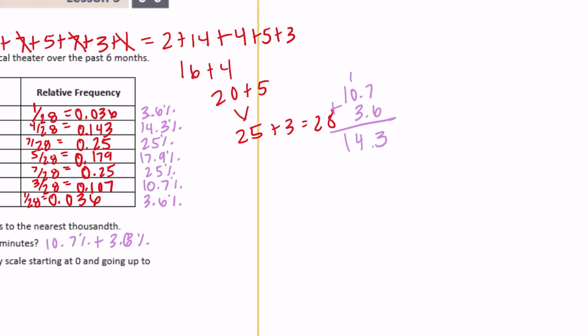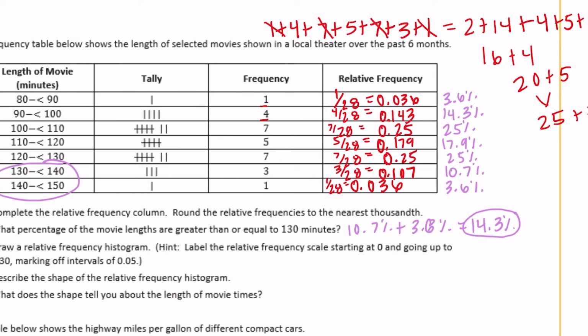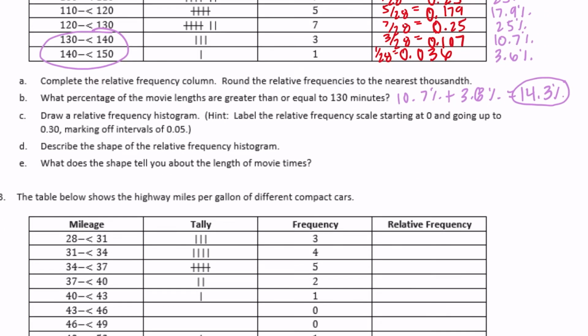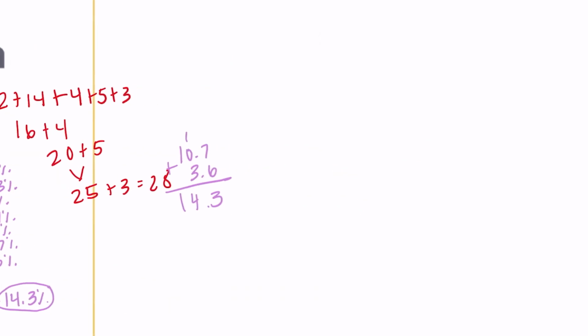Get 14 and 0.3%. Are greater than or equal to 130 minutes. C, draw a relative frequency histogram. Hint, label the relative frequency scales starting at 0 and going up to 30 hundredths, marking off intervals in 5 hundredths. Okay, so it told us how to start, which is great.